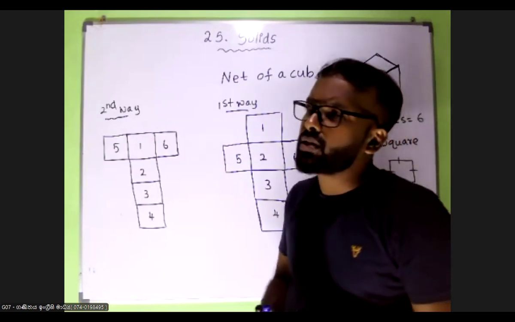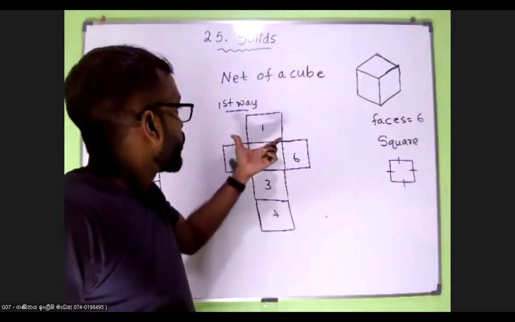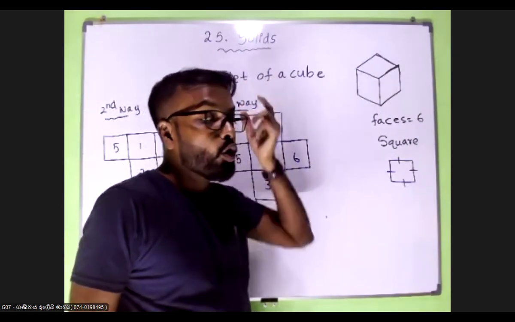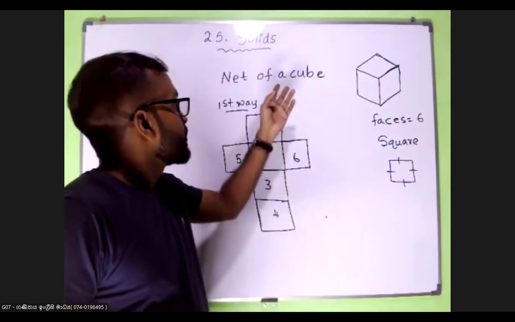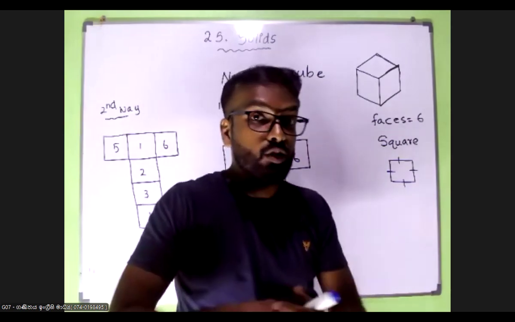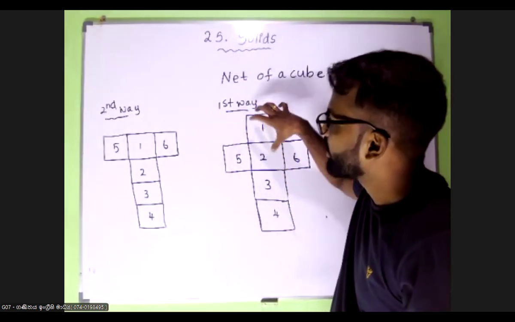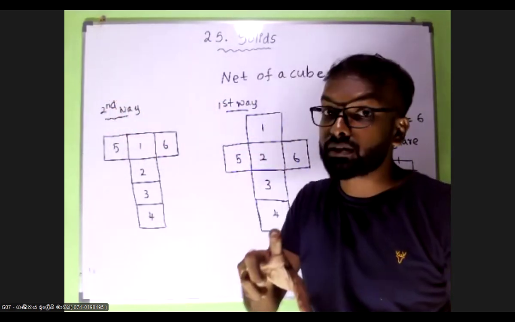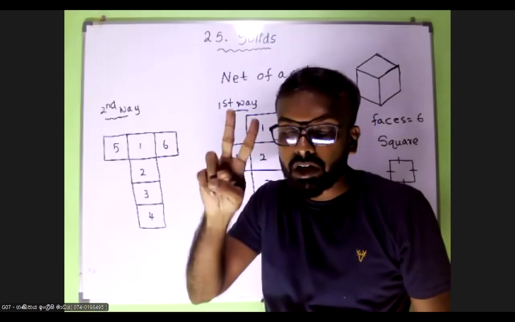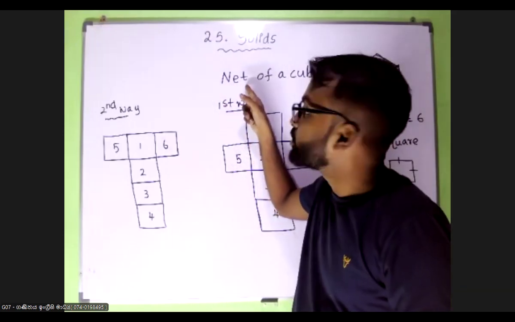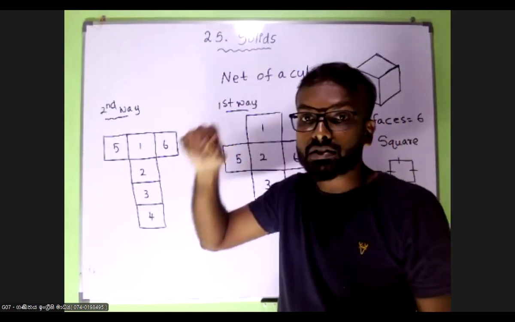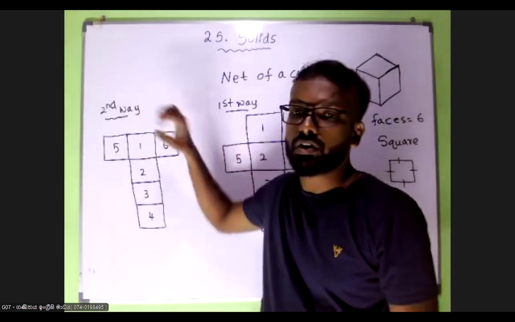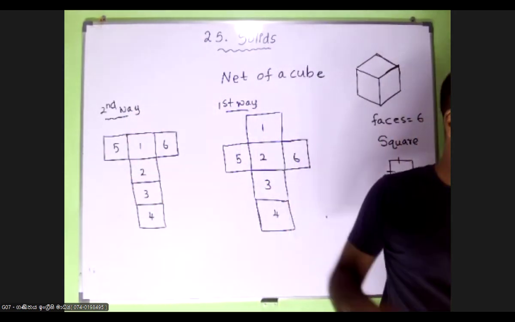In the exam, sometimes they might ask, draw two different nets which can construct a cube. In that kind of situation, you can draw this one as the first way and this one as the second. Both ways are correct. Keep that in your mind.